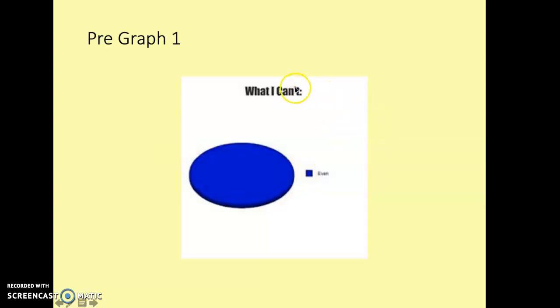So this graph, what we notice is it has a title and it has a key. It says "I can't even," 100% of the time. Something to note, there are no real good labels here. That's kind of the biggest thing about this one.